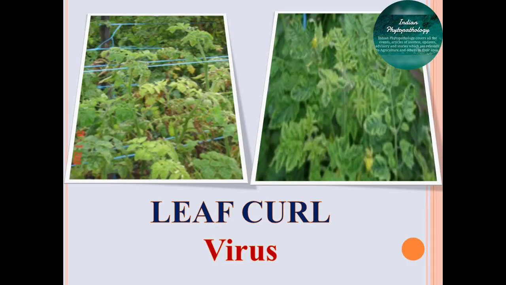For management of this leaf curl disease, we can only control the insect vector, that is whitefly, by spraying insecticides like dimethoate, Metasystox 2 ml per liter at 10 days interval, so that the sucking pest is controlled and transmission of this disease is stopped.